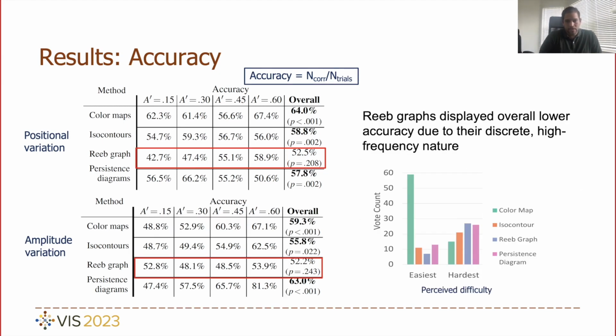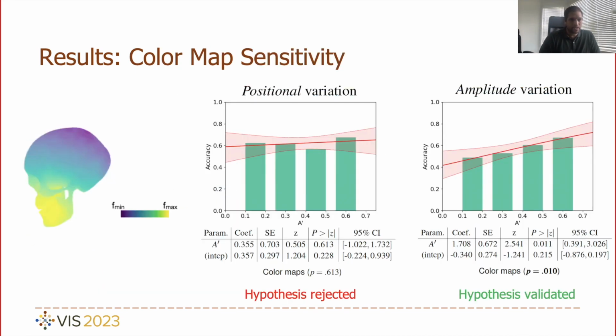Now, REEP graphs stood out and caused us to reject the hypothesis. They had overall lower accuracy due to their discrete and high frequency nature. Also, most users voted REEP graphs as the toughest visualization type, whereas color maps as the easiest visualization type. However, more than accuracy, we are more interested in the sensitivity of each visualization type.